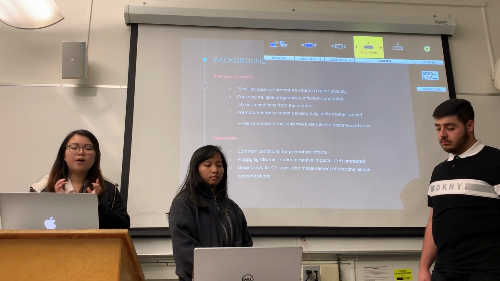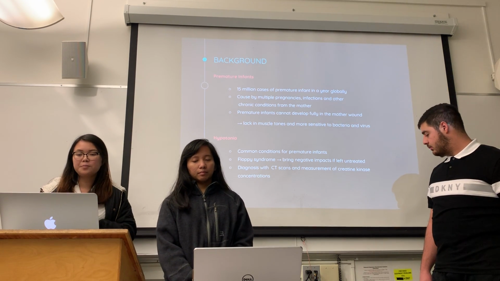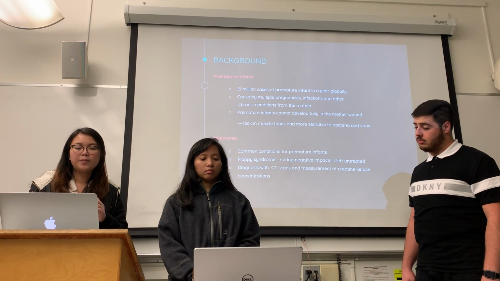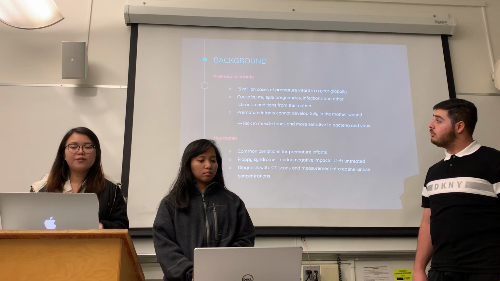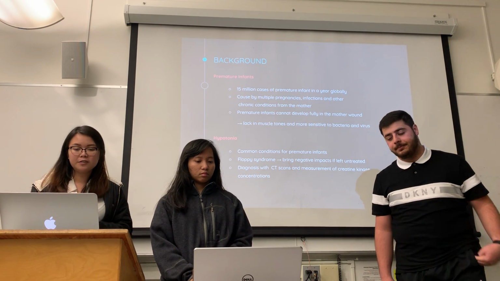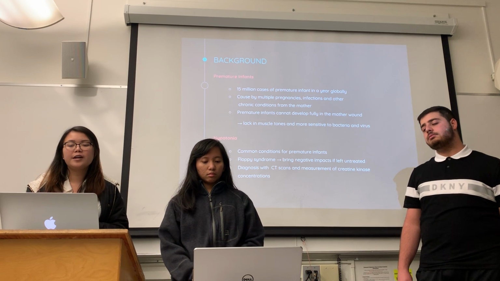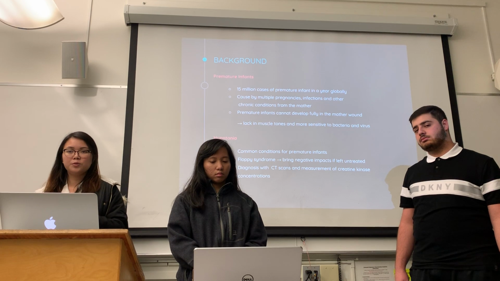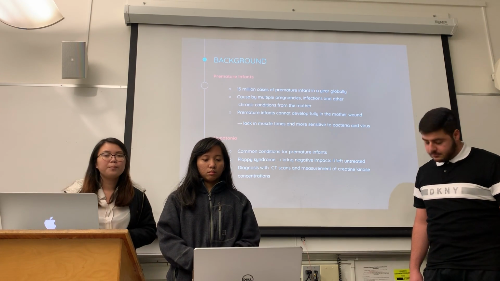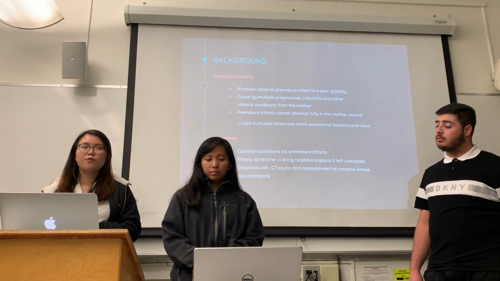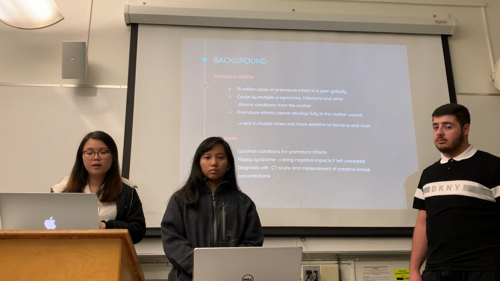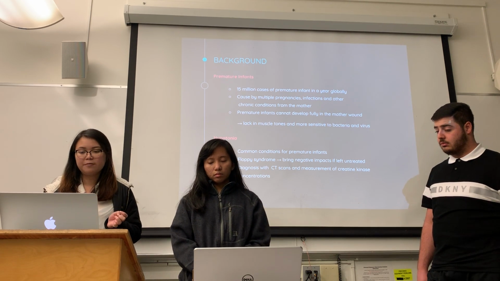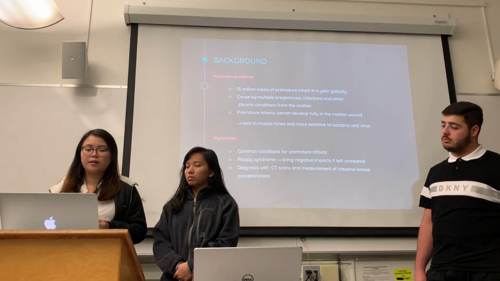premature infants, there are around 50 million cases of premature infants in a year globally, and it's caused by multiple reasons that include multiple pregnancies, infection, and other chronic conditions from the mothers. And premature infants cannot develop fully in their mother's womb, so they lack muscle tone and are more sensitive to bacteria and viruses. And the most common case for premature infants is hypotonia, which is also known as the floppy syndrome, which brings negative effects to the infant if not treated correctly.